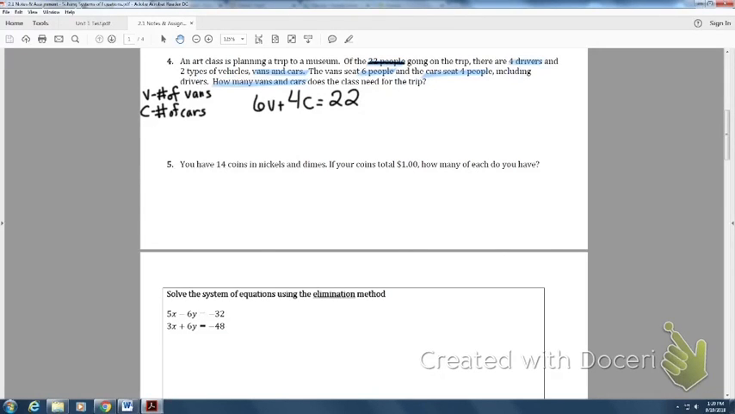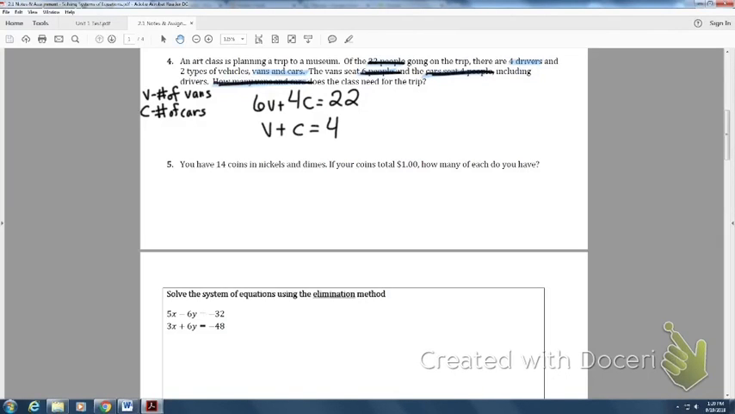If it helps you out, we've used this piece of information, and this piece of information. We identified the vans and cars. What other piece of information is up there? 4 drivers. So what would the equation be? V plus C equals 4. The number of vans plus the number of cars equals 4. I can't take 5 because I only got 4 drivers. Can't take more than 4 because I only got 4 drivers.